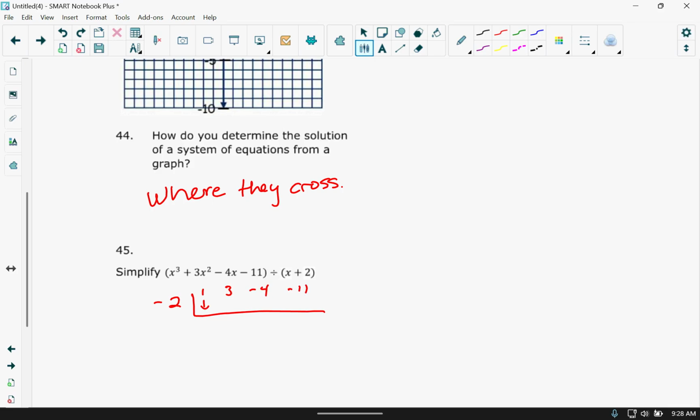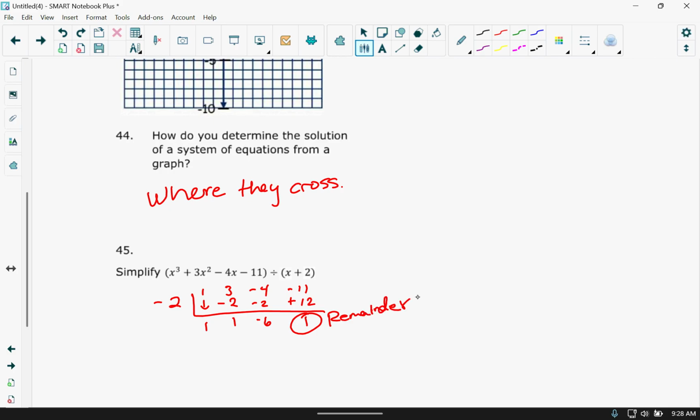So we always drop the first one and then multiply. 1 times negative 2 is negative 2. Then we combine. So 3 take away 2 is 1. Then we multiply. 1 times negative 2 is negative 2. Then we combine. That's negative 6. Then we multiply. Negative 6 times negative 2 is positive 12. Then finally we combine. Now this last term right here is always the remainder, and we'll deal with that in a second.